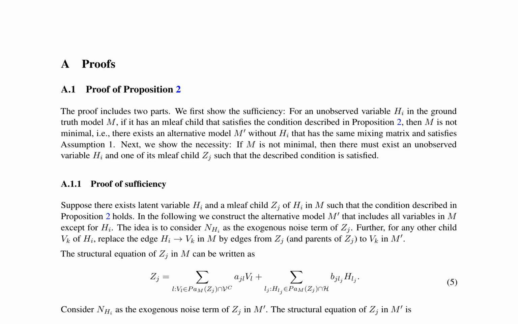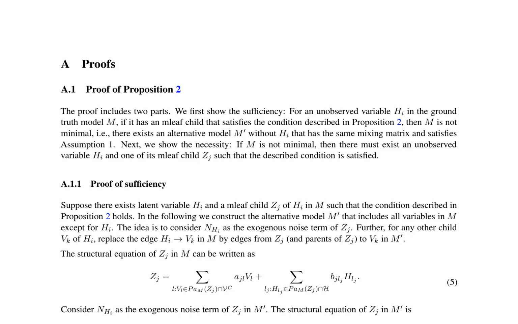The proof of Proposition 2 is presented in two parts: sufficiency and necessity. The sufficiency part demonstrates that if an unobserved variable H in the ground truth model M has an M-leaf child that satisfies the condition described in Proposition 2, then M is not minimal. This is achieved by constructing an alternative model M' that includes all variables in M except for H, and showing that M' has the same mixing matrix and satisfies Assumption 1.